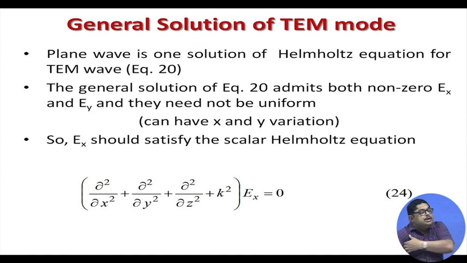Now, let us come to the general solution of TEM mode. Plane wave is one solution of the Helmholtz equation for TEM wave. The general solution admits, so uniform plane wave means we assumed uniform in x, but now you can have both Ex and Ey components, and they need not be uniform, they can have x and y variation. So, Ex should satisfy the scalar Helmholtz equation, del square del x square plus del square del y square plus del square del z square plus k square Ex is equal to 0. So, this equation we should solve.